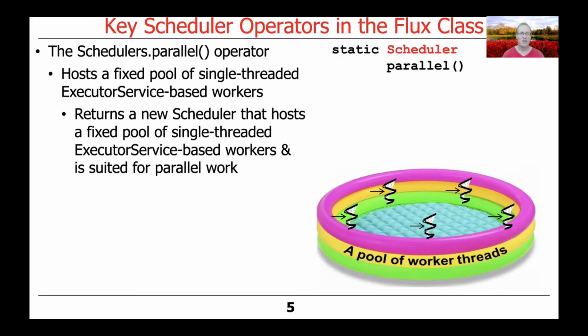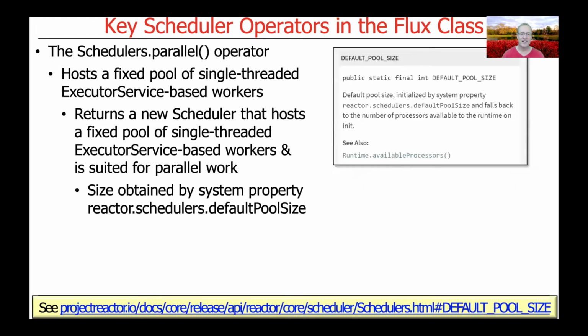When you call this factory method, it returns a new scheduler that hosts this fixed pool of single-threaded executor service-based workers and is suitable for certain types of parallel processing. The size for this fixed-size thread pool is obtained from a system property called reactor.schedulers.defaultpoolsize. And of course, you can set this property if you'd like.